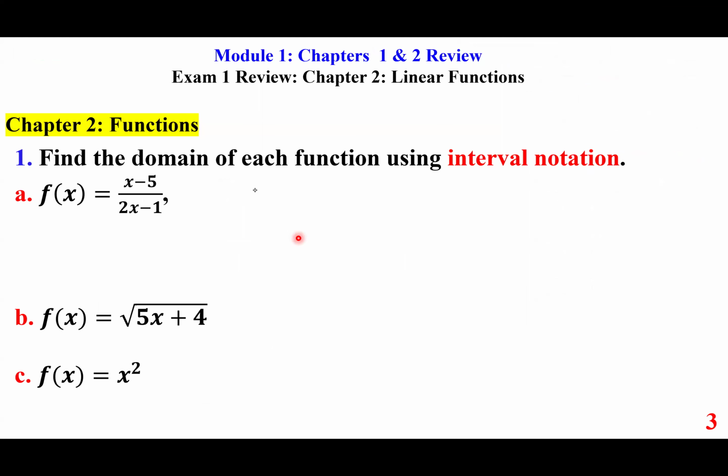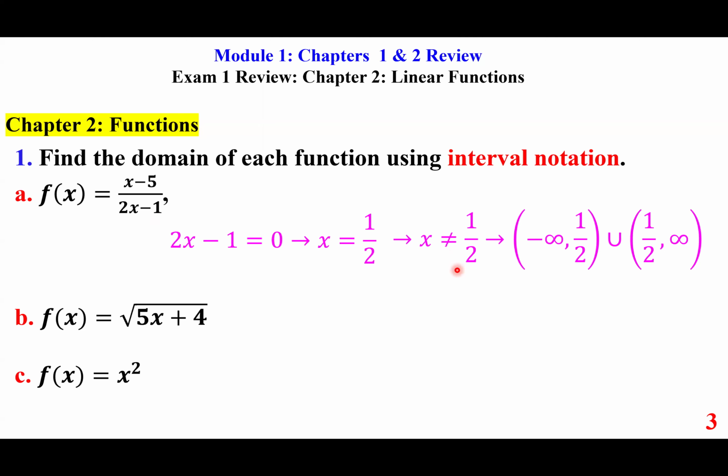Find the domain of each function. You're dealing with a rational function. You set the denominator equal to 0 and you exclude that. 2x minus 1 is 0 results in x equals 1/2, which means the domain would be all real numbers except 1/2. So you can say x is not equal to 1/2, or better yet, this is the interval format. The domain is from negative infinity to 1/2, parentheses, union parentheses, 1/2 to infinity. With the parentheses, you're excluding the endpoint, namely 1/2.